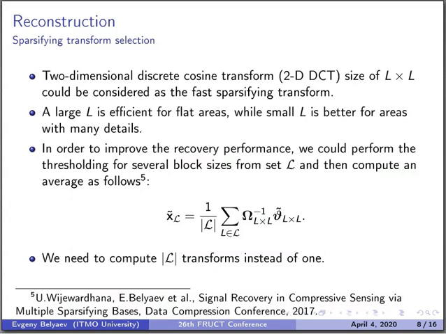In order to improve the recovery performance, in our previous work, we proposed to calculate thresholding for several block sizes at each iteration and then compute an average using this equation. This approach provides much better recovery performance, but unfortunately in this case we need to compute the transform several times instead of once as in the original scheme.